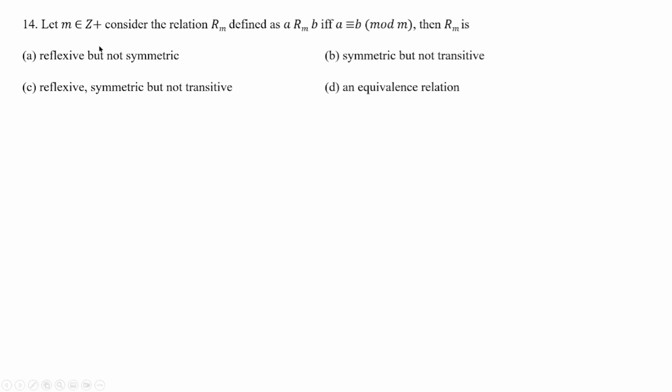Next question, this is an important theorem in congruence modulo. Let m belong to the set Z of positive integers. Consider the relation Rm defined as a related to b if and only if a is congruent to b mod m. Then Rm is. Now we have a theorem on this. We have seen that if a is related to b as a congruent to b mod m, then the relation is symmetric, transitive and reflexive. If a relation is reflexive, symmetric and transitive, then such a relation is called an equivalence relation. So this relation Rm is an equivalence relation.